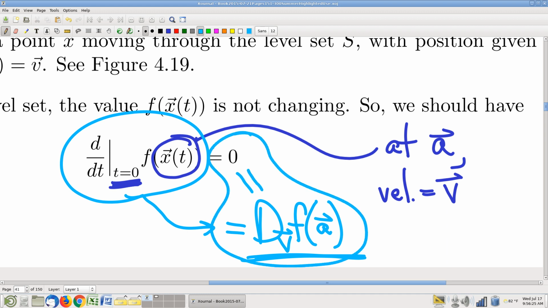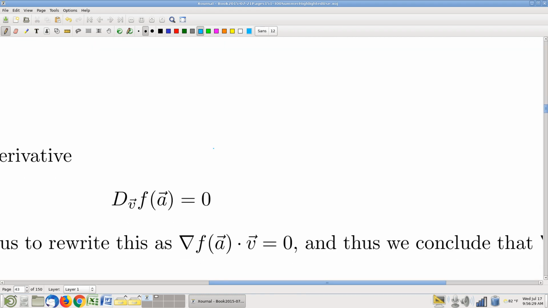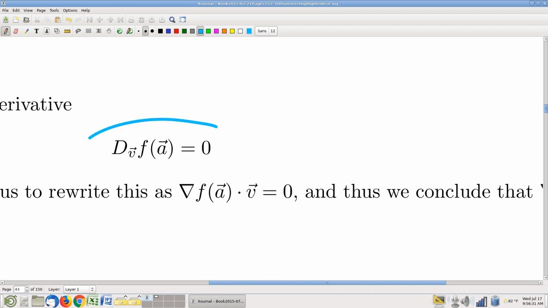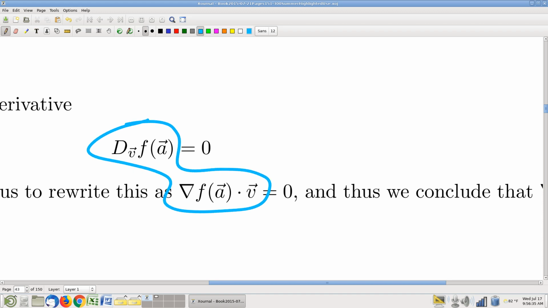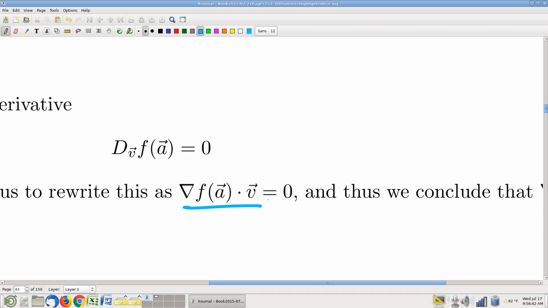Now, wait a second. What does that mean if the directional derivative is equal to 0? Don't forget we have a formula for how to compute directional derivatives. Directional derivatives are dot products with the gradient. And so what I get then is this dot product is equal to 0. That means that these two vectors are orthogonal. And that's what we were trying to prove, in fact.